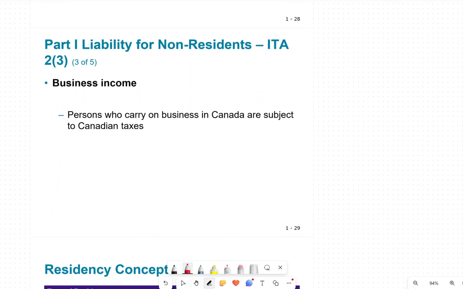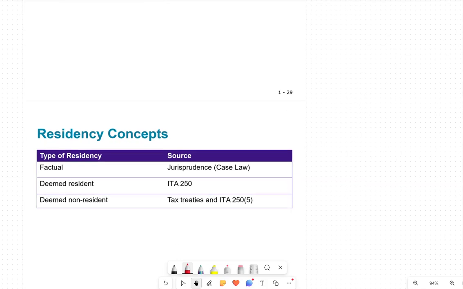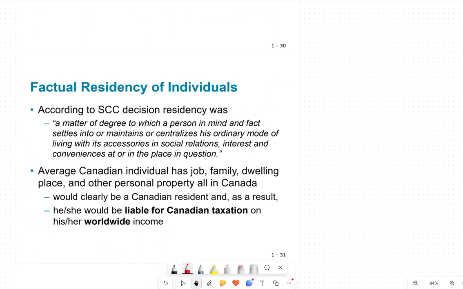Business income: a person doesn't have to be human. It could be an individual or a corporation. Whoever carries on a business in Canada is subject to Canadian tax. Now this is something we call factual residency, deemed residence, and deemed non-residence. We're going to be talking about that.